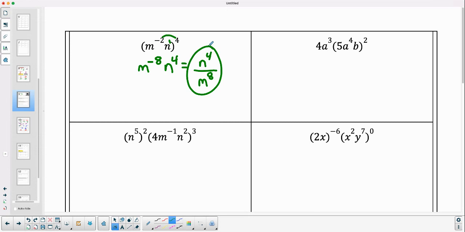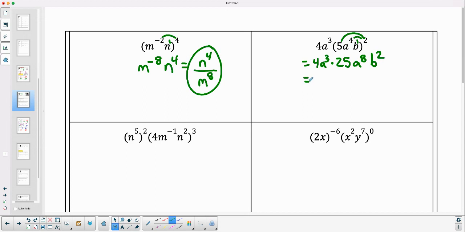Okay, here, this piece out front, this 4a to the third, is just going to stay there for a second. We'll leave that alone. We want to deal with parentheses and exponents first with order of operations. So we're going to keep the 4a to the third the same, times this 5 to the second power, that's 25. A to the 4 to the second is a to the 4 times 2, which is 8. And then this is like a b to the 1, so we have b to the 1 times 2, which is b squared. Okay, now we've dealt with that exponent on the outside.